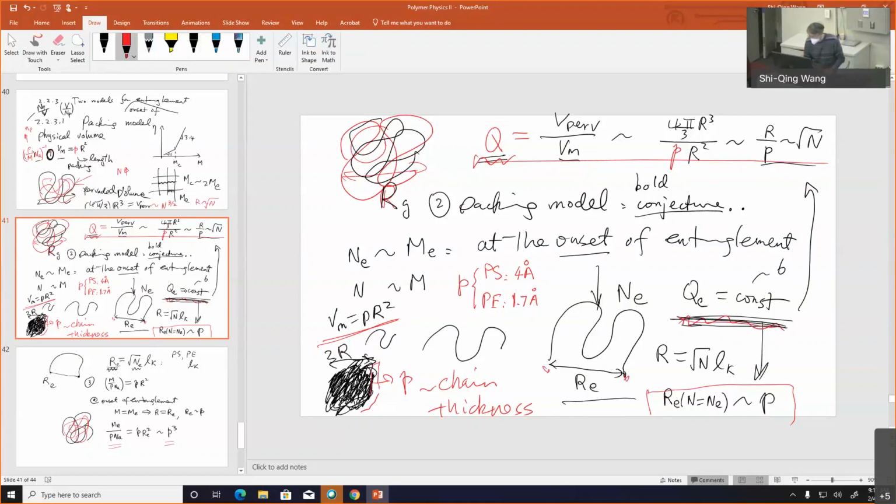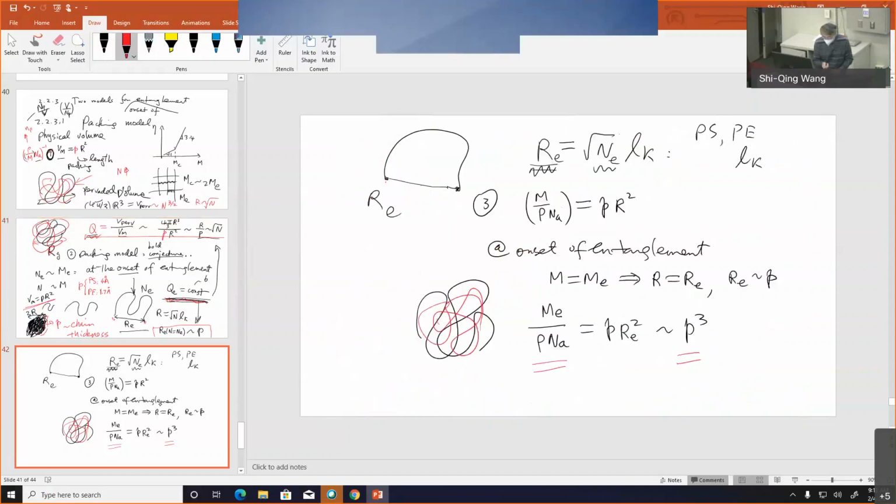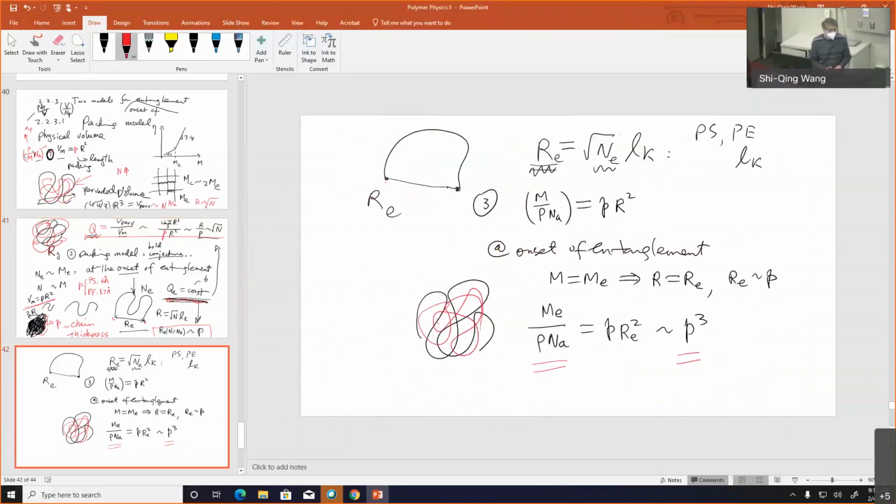And the consequence of that is that the chain at entanglement length will have an end-to-end distance that's proportional to p. Here we are just translating that into something more concrete: at that entanglement, having 6 chains in itself, what would be the molecular weight for styrene, for polyethylene, for isoprene, for butadiene?